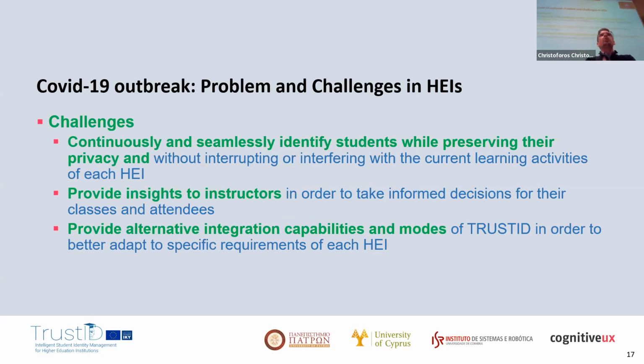So what were the challenges that were introduced to the higher education domain because of what happened with the coronavirus? So first of all, there was a need for continuously and seamlessly identifying students, but at the same time, preserving their privacy. And this had to occur in a way that doesn't interfere with the learning activities. So when you attend the university or a class in the university, your main purpose is to learn something and not to worry about whether you will be identified properly or not.